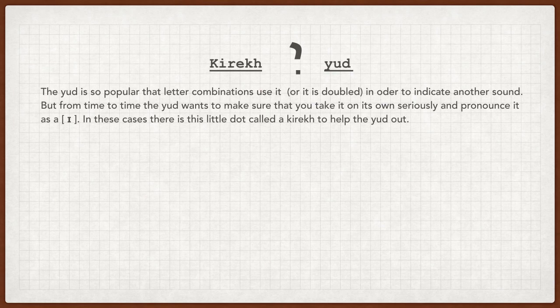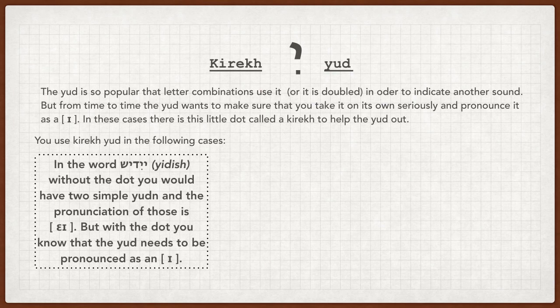So first we have the word Yiddish again. In this word, if there is no dot beneath the Yod, then you could read the 2 Yodden as A, because, spoiler again, I'm sorry, but 2 Yodden make the sound A. Therefore, we need to put that little dot there to indicate that this is an I sound. And this way, the word is pronounced Yiddish.